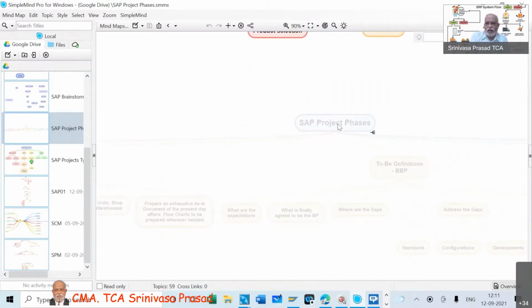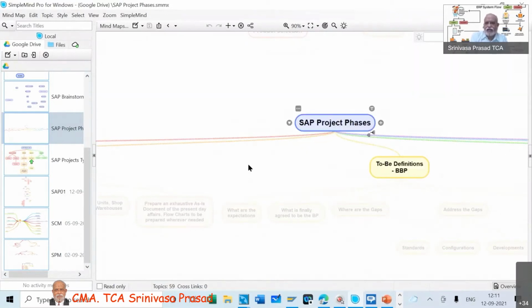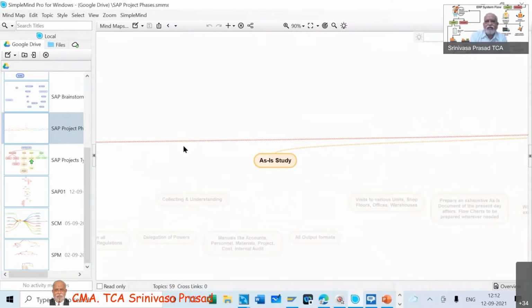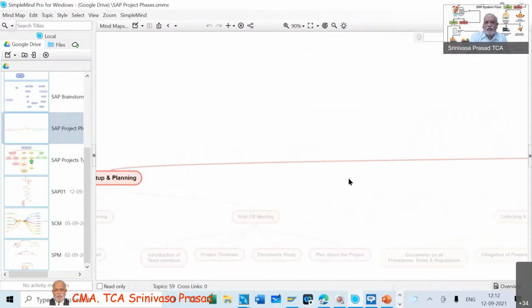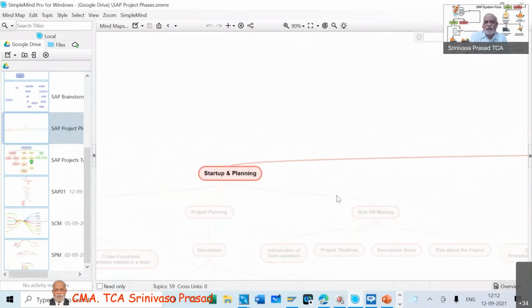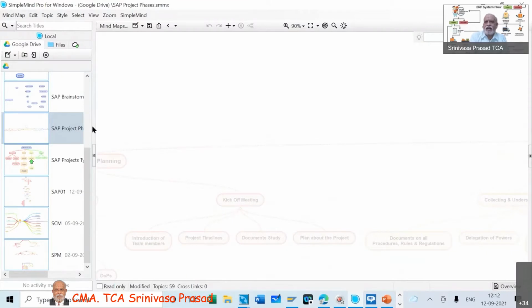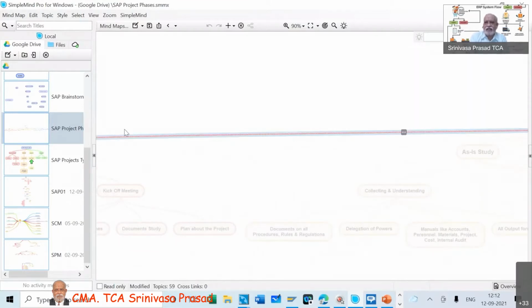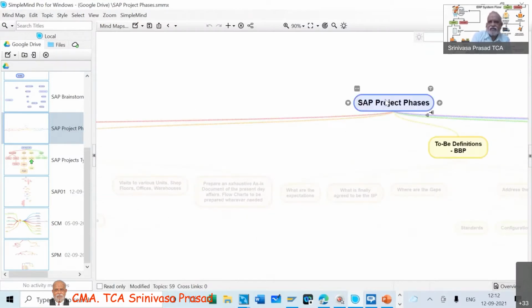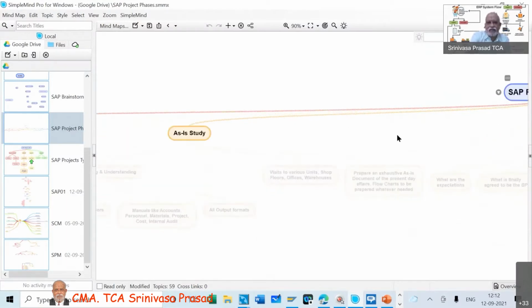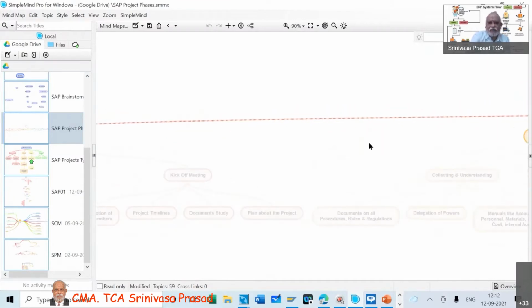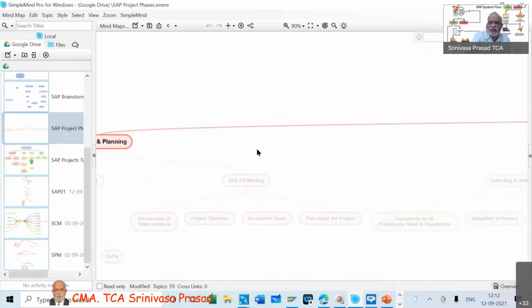Now, what are all the project phases? Let us have a look at it. The project phases are: we have startup and planning, what we saw.